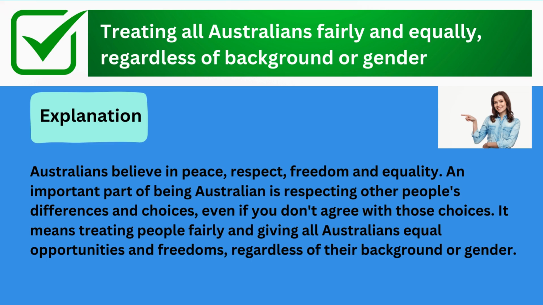Explanation: Australians believe in peace, respect, freedom, and equality. An important part of being Australian is respecting other people's differences and choices, even if you don't agree with those choices. It means treating people fairly and giving all Australians equal opportunities and freedoms, regardless of their background or gender.